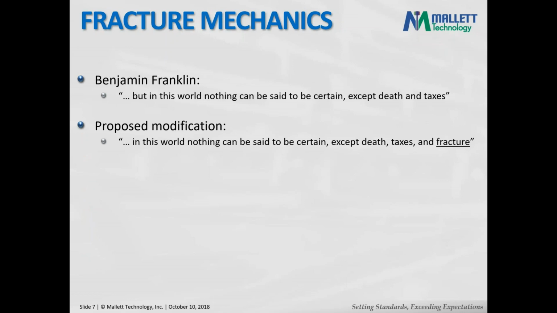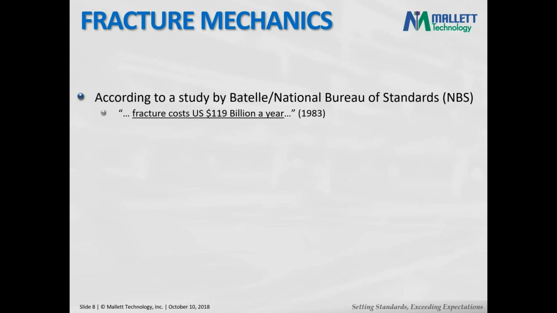I would like to start with a famous saying by Benjamin Franklin: in this world nothing can be said to be certain except death and taxes. We would like to propose a modification: nothing can be said to be certain except death, taxes, and fracture. I'd like to back that up with some statistics from Battelle. According to 1983 numbers, fracture costs $119 billion a year to the U.S. economy.